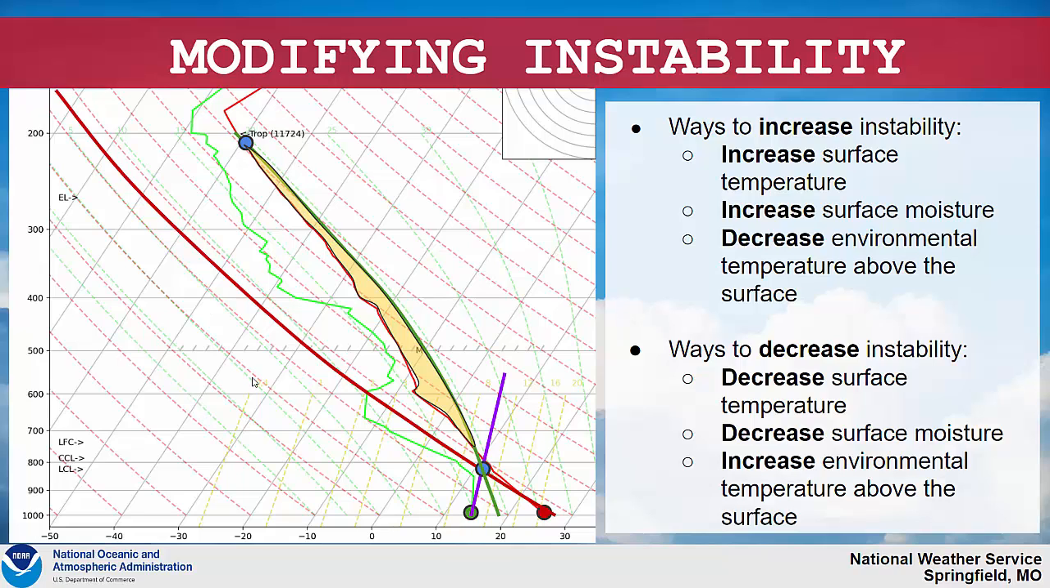Lastly, what happens if we decrease the environmental temperature above the surface? Let's say our new environmental temperature line is this new red line here. The parcel path stays the same. So that means our instability area is bigger, and therefore we have more instability. The new shaded area is our new instability measurement, and it's larger than the one from before. So that's all the ways that you can increase and decrease instability and how we find that measure of instability.